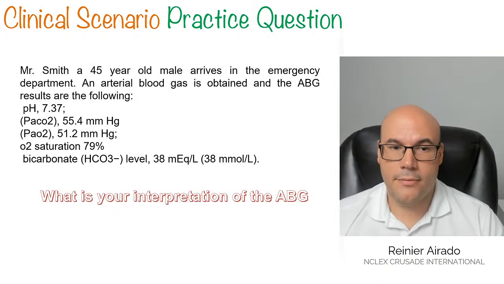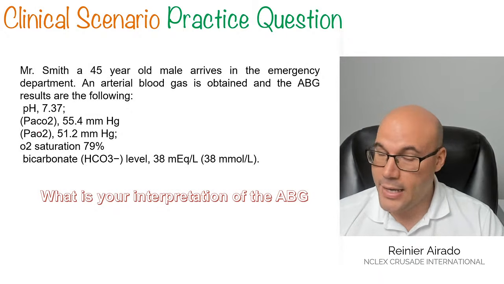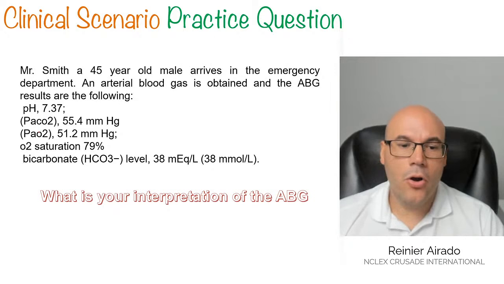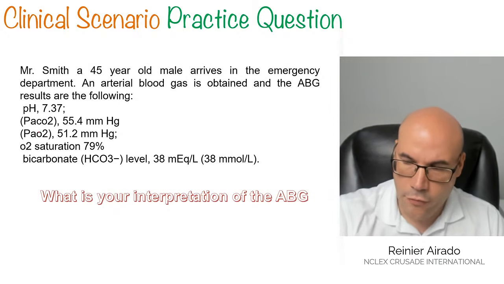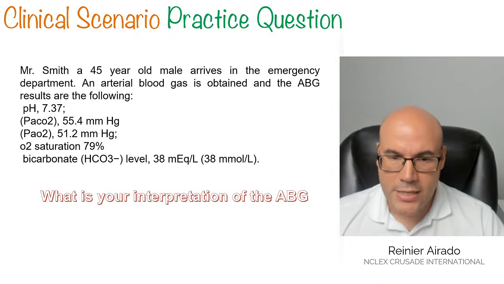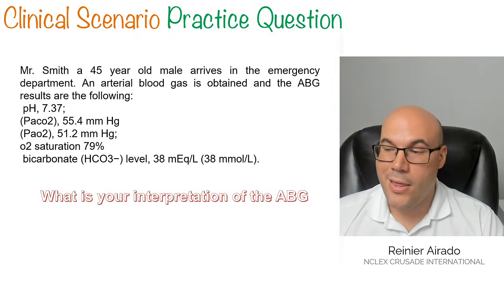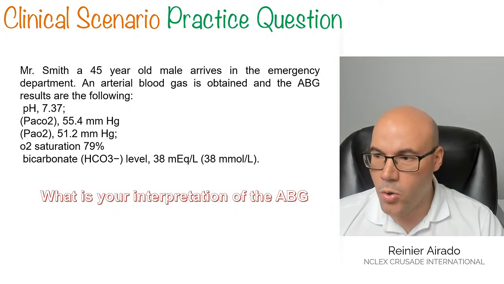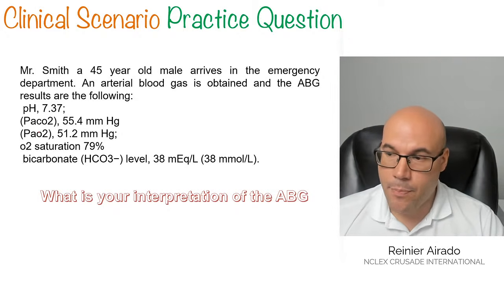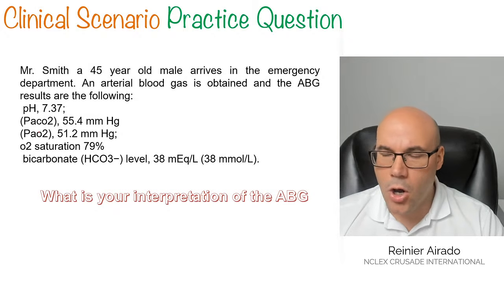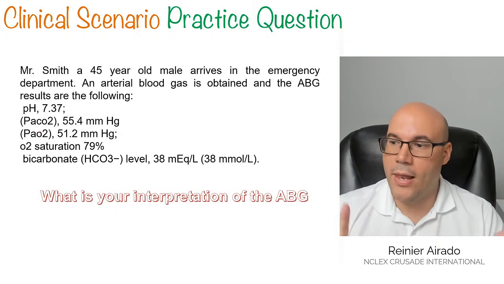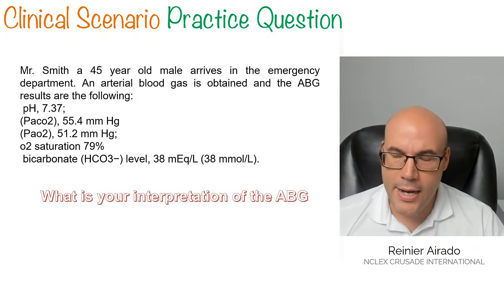If you learn how to use the tic-tac-toe method, it is very simple to interpret this ABG. In this scenario, we do have a patient with a fully compensated respiratory acidosis, but we know that although it is fully compensated, the patient is in hypoxia, indicated by the low O2 saturation level and the low pressure of oxygen that is 51, when we know that the normal level of PaO2 is from 80 to 100.